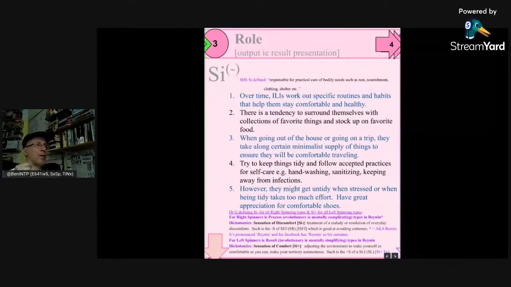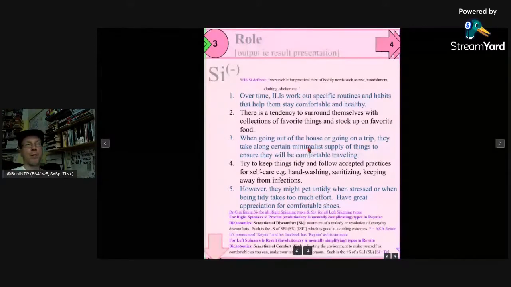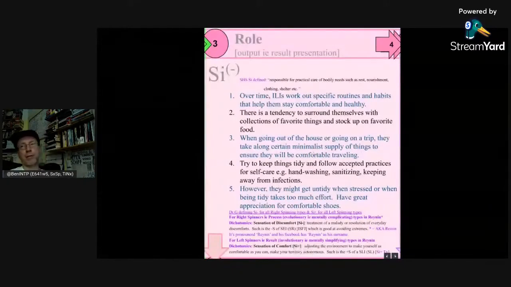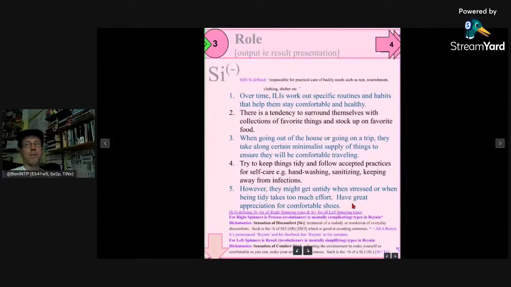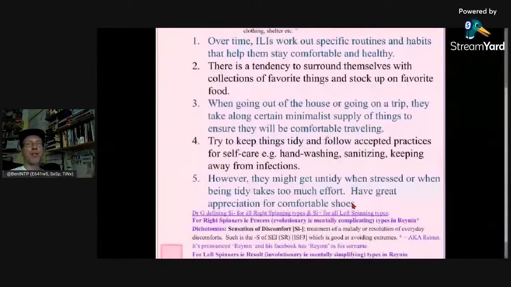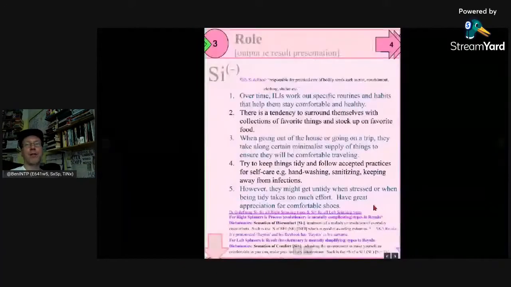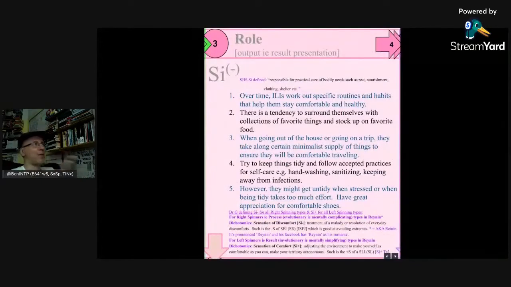So they'll be tidy in pursuit of organization. They're not going to be uber tidy. But if it's a complete mess around them, that would impinge on their efficiency. So it's judging by the criterion of efficiency. Have a great appreciation for comfortable shoes. Maybe.